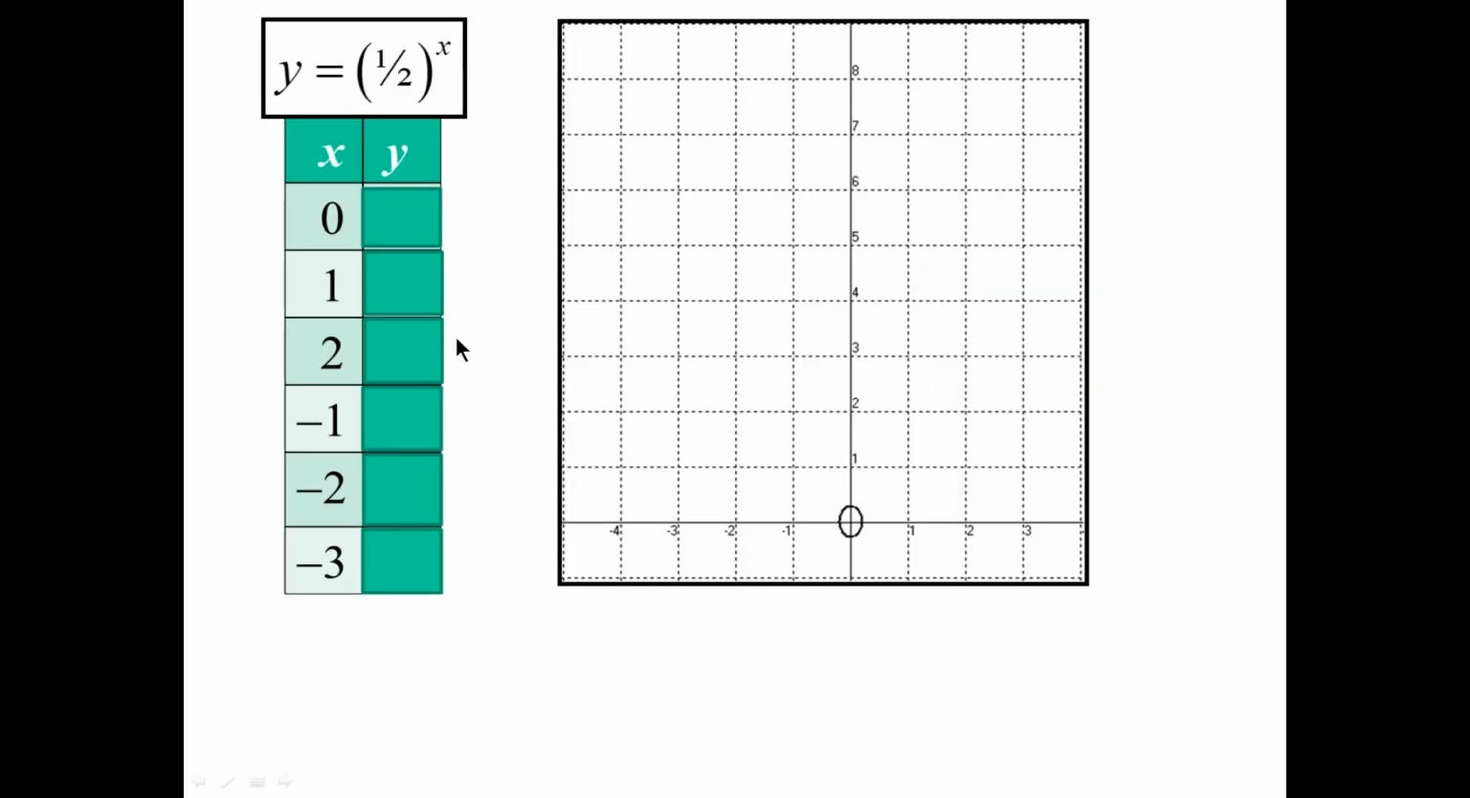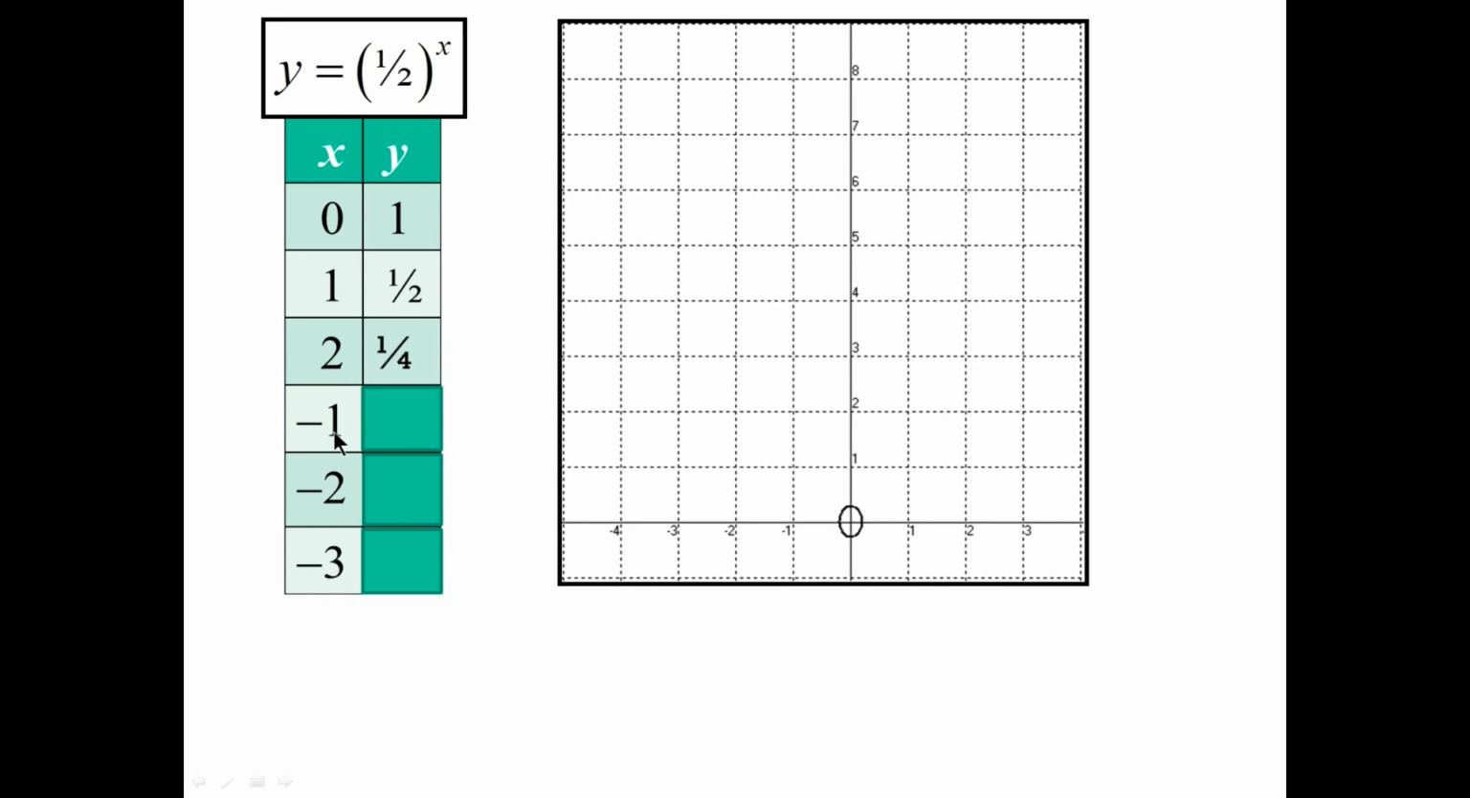Let's consider a case when the b value is less than 1, but it doesn't make any sense that it ever be negative. So it will be between 0 and 1. 1/2 is a good starting point. So let's consider the parent function y equals 1/2 to the x. If x is 0, subbing in 0, anything to the 0 is 1. If x is 1, anything to the 1 is itself. So 1/2 to the 1 is 1/2. Subbing in 2, 1/2 squared is 1/2 times 1/2, that's a quarter.